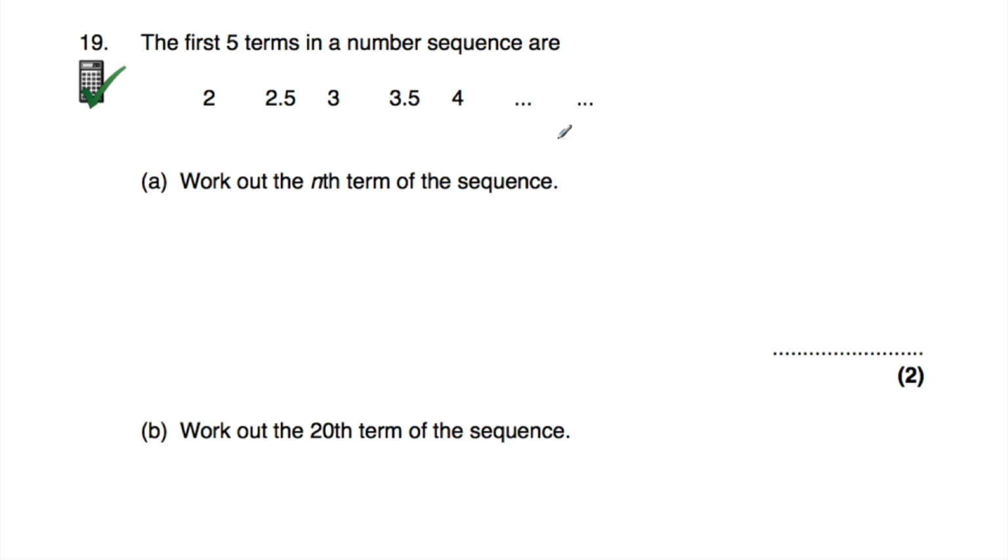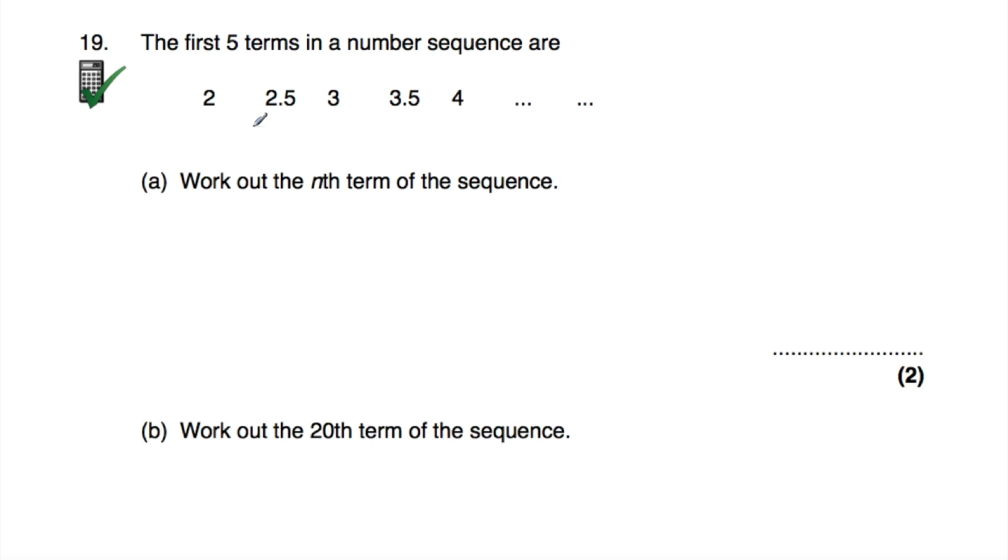So we want to find the nth term of this sequence, so let's see what it's getting bigger by each time. Now it's gone from 2 to 2.5, so we've added a half. We've added another half to get from 2.5 to 3. We've added another half to get to 3.5. Or you can consider it as adding 0.5, so adding 0.5, adding 0.5, adding 0.5, and so on, which is a half. So each time we're increasing by a half, we're adding a half each time.